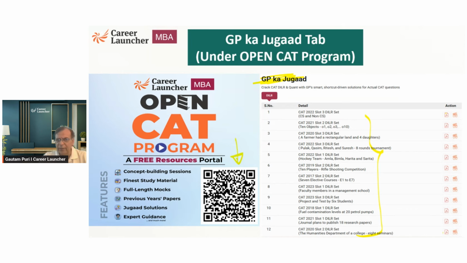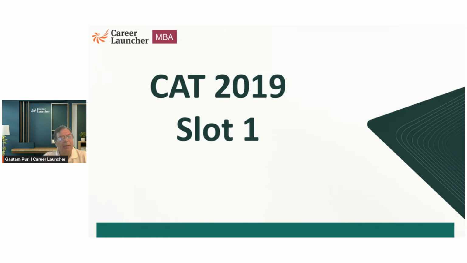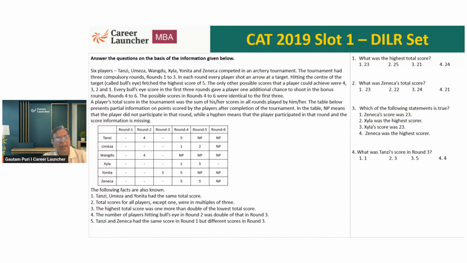Okay, let's get down to work now. And today we are looking at a CAT 2019 slot 1 paper. This was again one of my papers. It was an easy set. Many people were able to solve it, but if you had applied Jugaad, you would have solved it very, very fast. And it's an interesting thing. This data set has 2 very easy questions and 2 questions that will take a little bit of time.